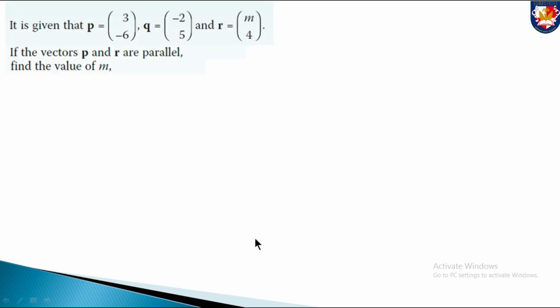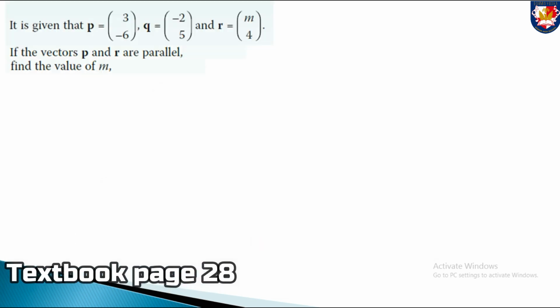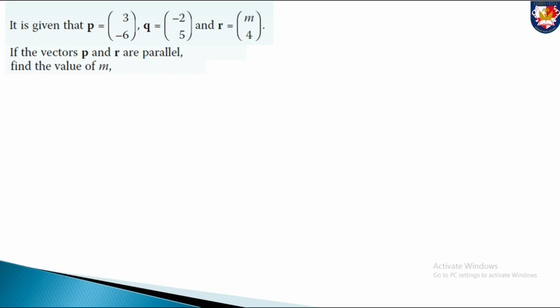Let's jump to the example. It is given that p is (3, negative 6), q is (negative 2, 5), and r is (m, 4). If the vectors p and r are parallel, find the value of m. Okay, p and r are parallel. That means there is a scalar multiplication between p and r. Then p equals kr for some constant k.